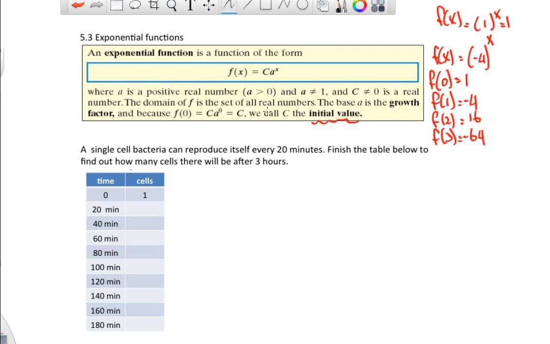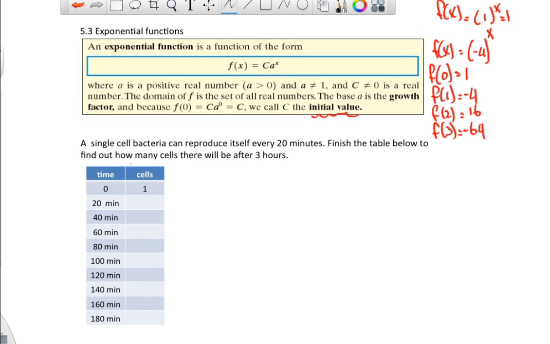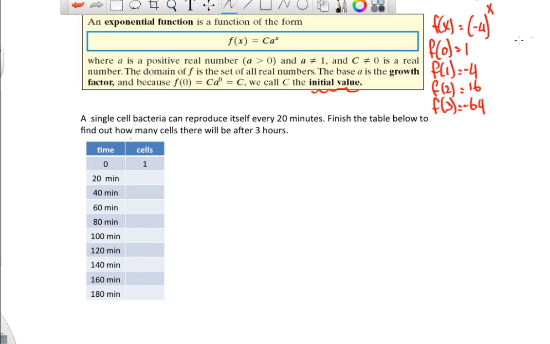Okay, let's look at an example of what an exponential function is and what it looks like. So what do we have? A single cell bacteria can reproduce itself every 20 minutes. So after 20 minutes, we'll have 2, and then 4, and then 8, and then 16, 32, 64, 128, 256, and 512. What does that look like graphically?